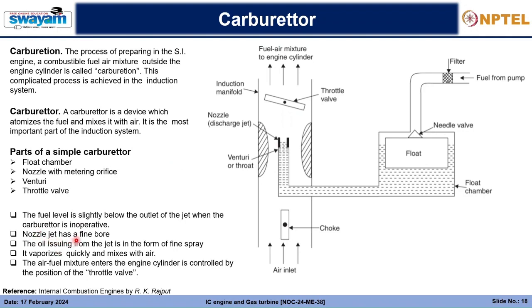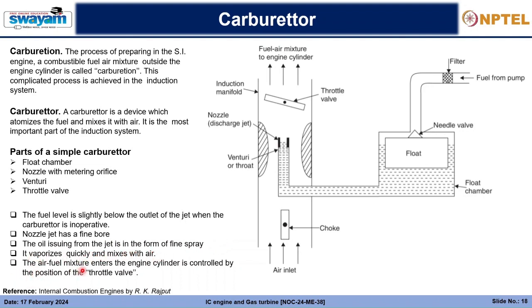Then the nozzle has a very fine bore. Yes, it must have. If it has a very fine bore, only then it can atomize the droplets. The very small droplets will come out from here. That is basically the spray or discharge jet. And when such very small droplets come out, they easily get vaporized. Then the oil issuing from the jet is in the form of a fine spray. That is okay. It vaporizes quickly and mixes with the air.